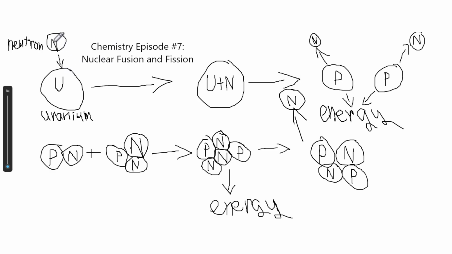So a neutron combines with an isotope of uranium, and then we can see this new isotope over here that has one more neutron than this uranium isotope because the neutron combined with it. Then this new isotope is very unstable, so it immediately splits into two products.